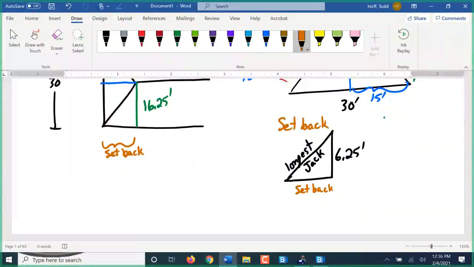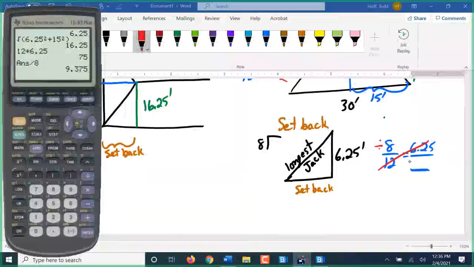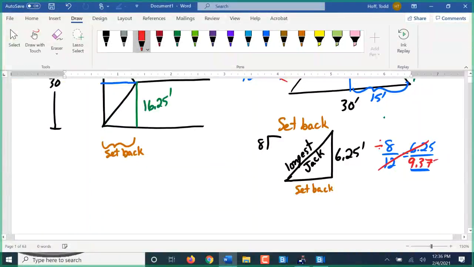We know that the slope of that is 8/12. So now we know that 8/12 is our slope, equals a rise of 6.25 feet over our setback here. If we cross multiply and divide, 12 times 6.25 is 75, divided by 8 is 9.375. This is 9.375 feet here. So that's our setback.